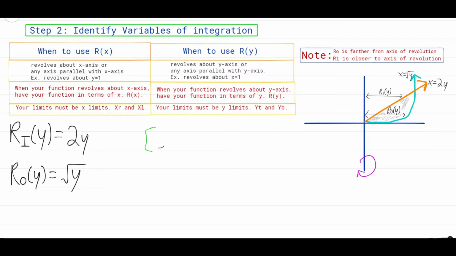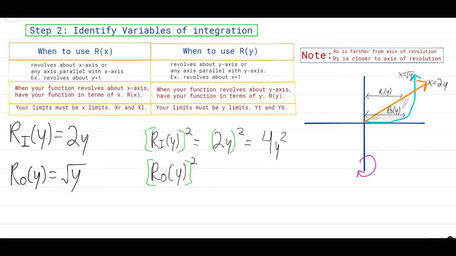And now for our integral, we do need to square both of these. So the inner radius squared is equal to (2y) squared, and (2y) squared is equal to 4y squared. And our outer radius squared is the square root of y squared, and the square and the radical cancel out, so our outer radius squared is equal to y. So now let's find our limits of integration.